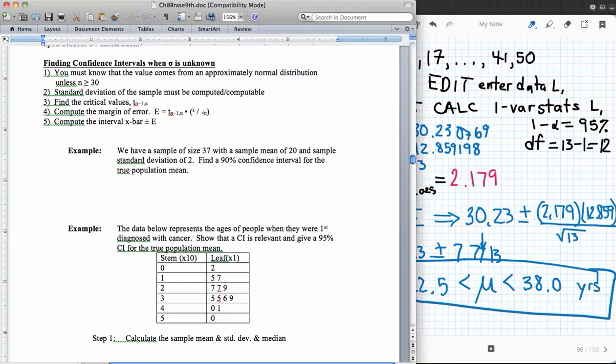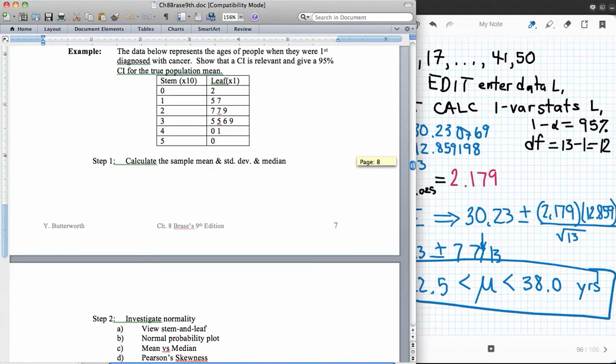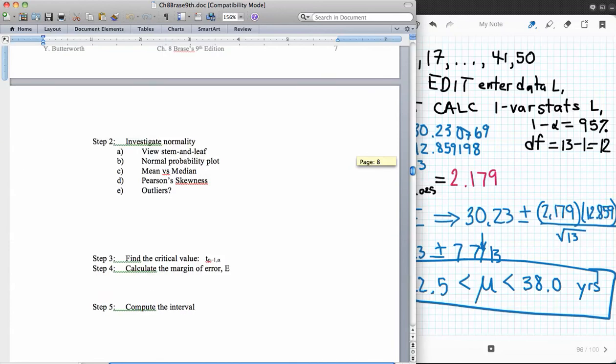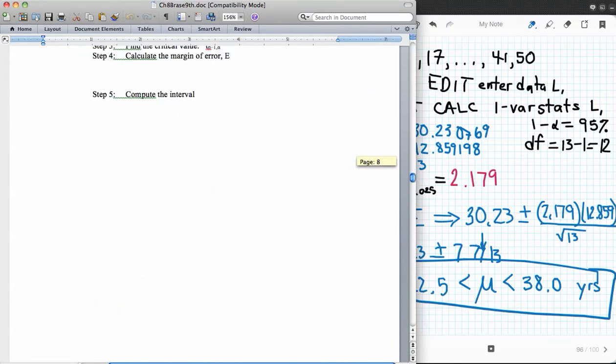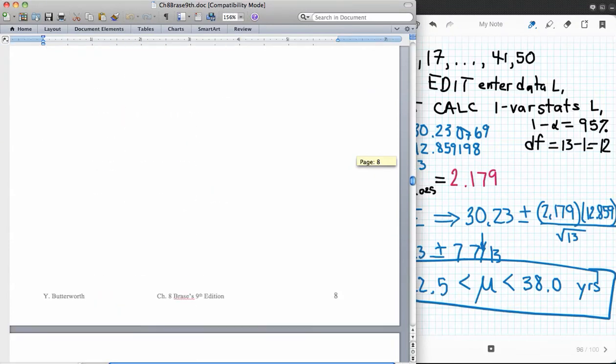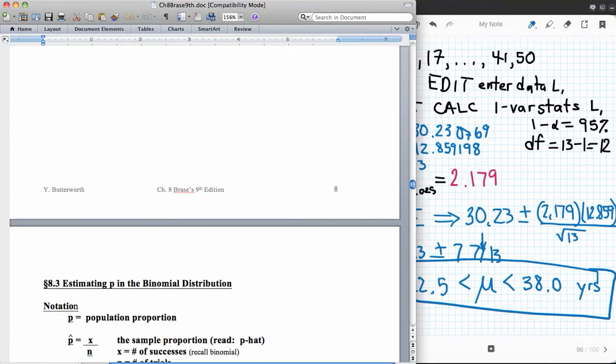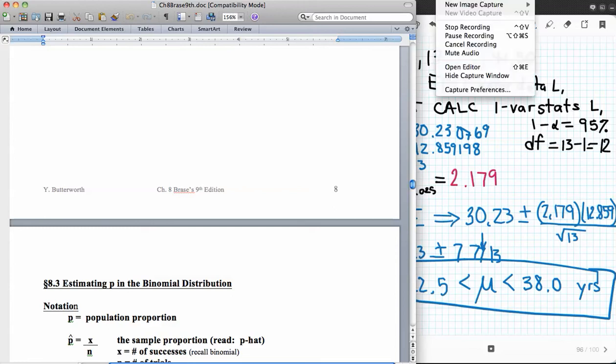All right, and so that wraps up how to find a confidence interval when the population is approximately normally distributed, but the population standard deviation is unknown. And our next videos will be on the binomial.